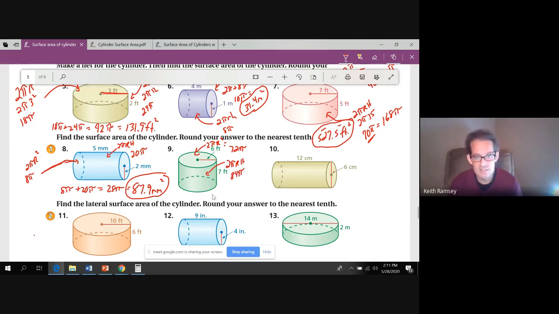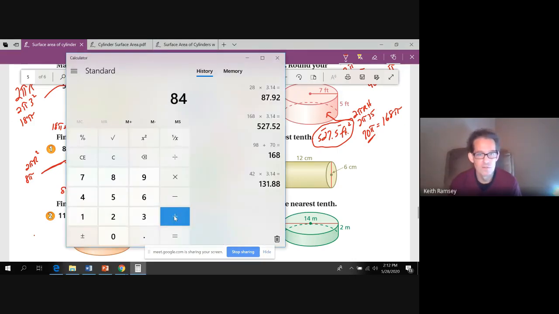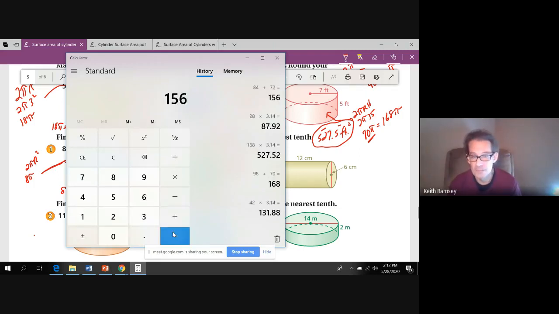So here's the last step. Just add those together. 84 pi plus 72 pi. What does that equal? Let's find out. 84 plus 72 is going to be 156. Then I want to multiply that by 3.14. And that's going to equal 489.8.